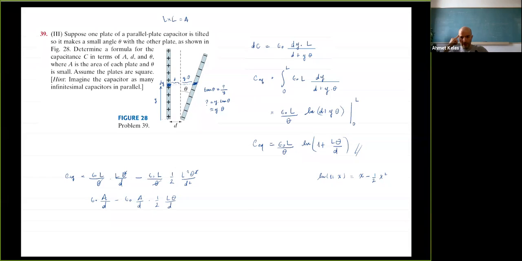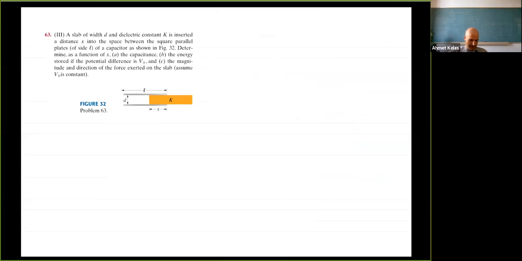Yes, and L is as I defined here. I just called one L, the other one is L. If you don't like it, take the square root. It's okay. Next, the next is like this. I think is this the last one? Yes, this is the last one.